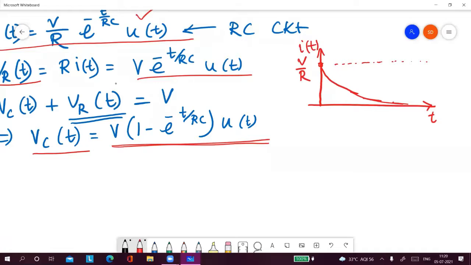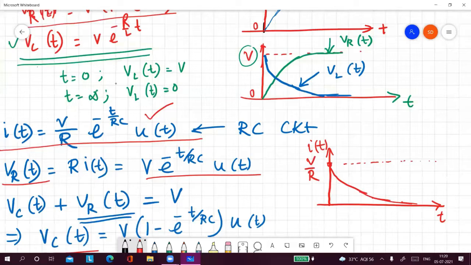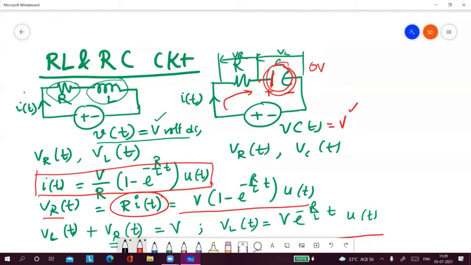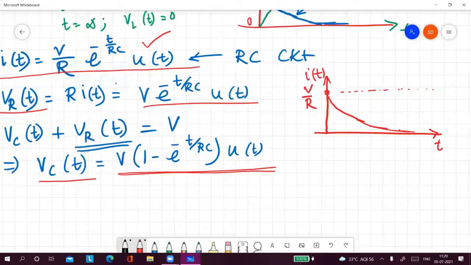Initially there is no charge in the capacitor, so maximum current will flow. Virtually the capacitor is shorted. Why? Because there is no charge, both plates have a potential of 0 volt. So there will be a potential difference, applied voltage V on one side and 0 on the other. So the current will be V minus 0 by R, the maximum current. And when the capacitor is fully charged, the potential here will become V, so there will be no current flow. So this is the expression of current.